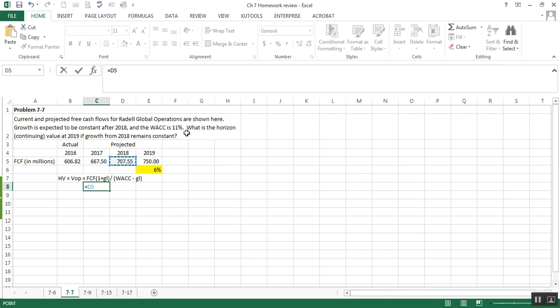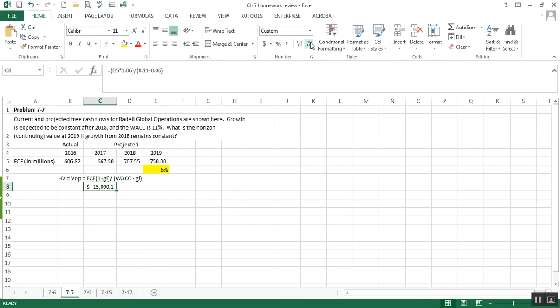707.55 times 105, order of operations. I'm sorry, the growth rate is 6%, so it would be 106 divided by our WACC is 11 and our growth rate again is 6%. The horizon value for this company is $15 million.